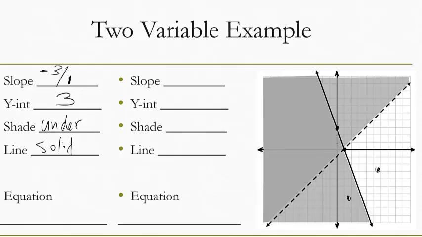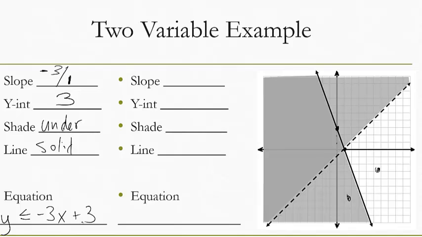So let's make our equation. We're going to have y is, let's see, we have an under and a solid. Solid means equal to, and under is less than. So it's going to be less than or equal to. Our slope is negative 3, so negative 3x plus 3 for the y-intercept.